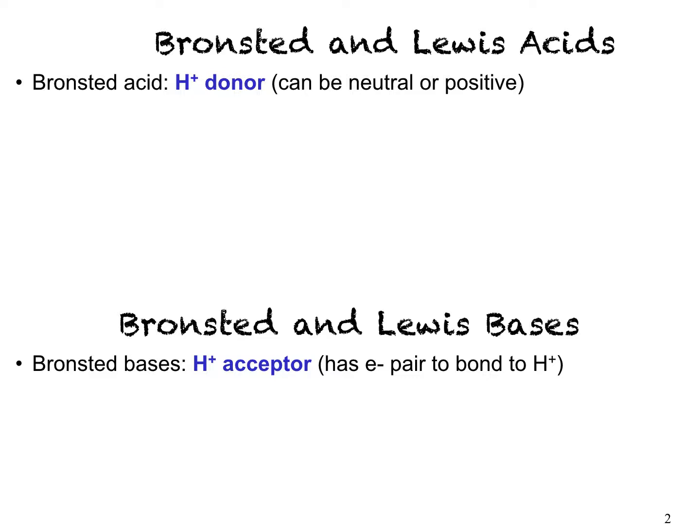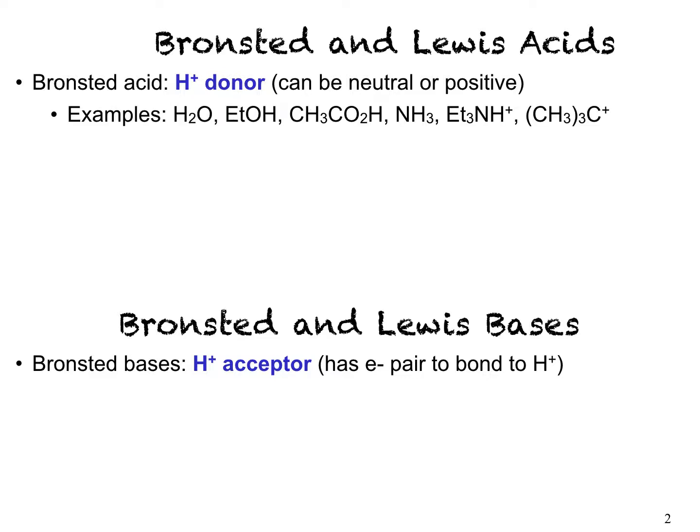Lewis acids are capable of accepting a lone pair. All Bronsted-Lowry acids accept a lone pair, since they are all protons. All Bronsted-Lowry acids are Lewis acids, but the reverse is not necessarily true. Lewis acids don't have to be Bronsted acids. They can be other atoms besides protons.